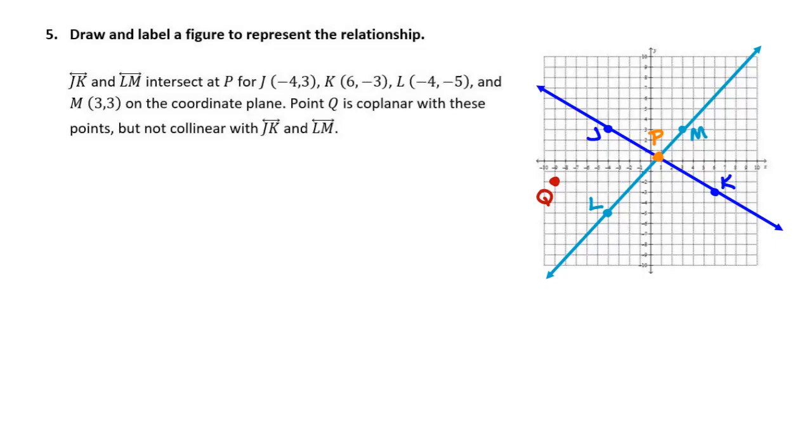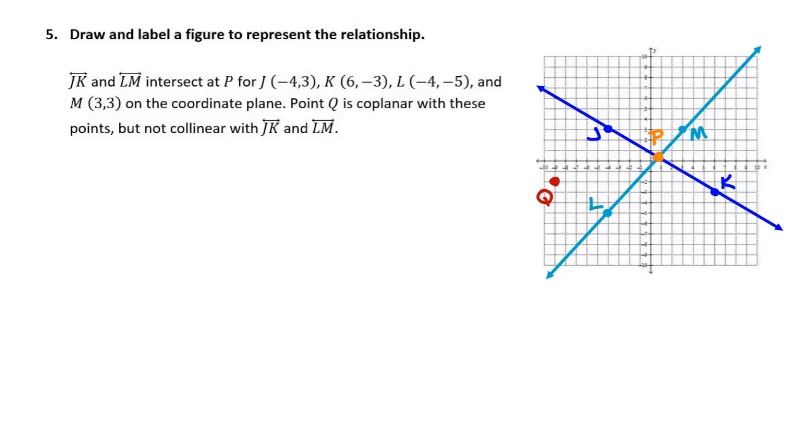So here is mine. Your line JK should look just like mine. Your line LM should look just like mine. The point where they cross each other should be point P, and then Q could be different than mine. As long as it's not on the lines, you can put Q wherever you want to. As long as Q is not on one of those two lines that you drew, you are good.